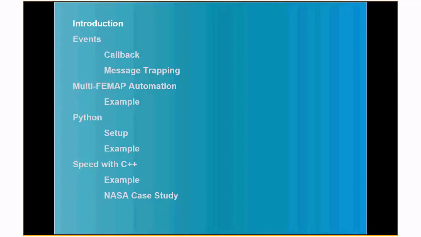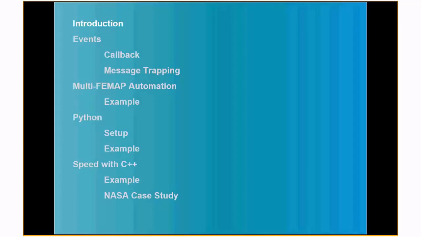We're going to talk about some relatively new functionality where you can actually automate multiple running instances of FEMAP at the same time. You could be doing different model setups, transferring data between different models, and even between Excel and your own application. We're going to do some live demos here and show just how simple and easy it is to set some of these things up as well.